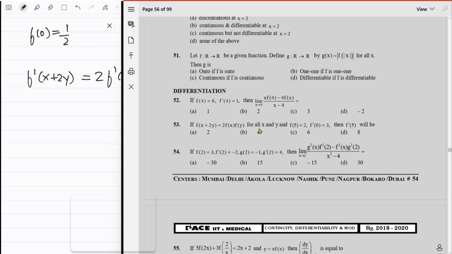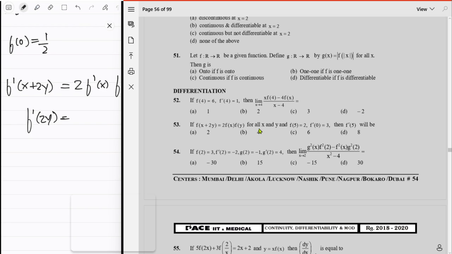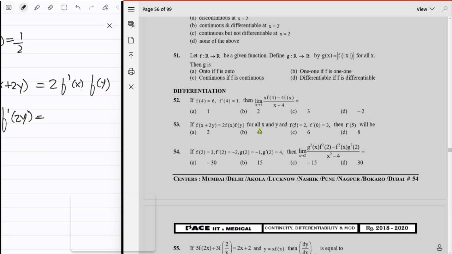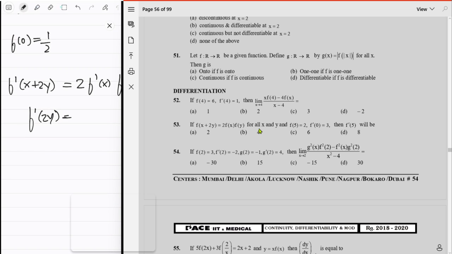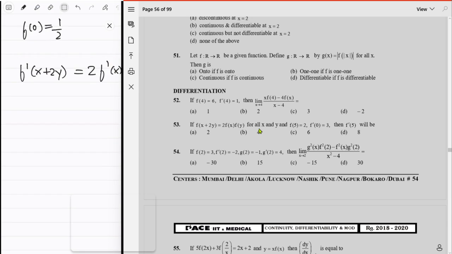Let's put x equal to 0. If I put x equal to 0 in this, I will just get f dash of 2y is equal to 2f... Okay, I don't know what f dash is. That's a problematic thing, isn't it? This could have worked though. You know what? No, just put x equal to 0. We don't care what's going to happen.